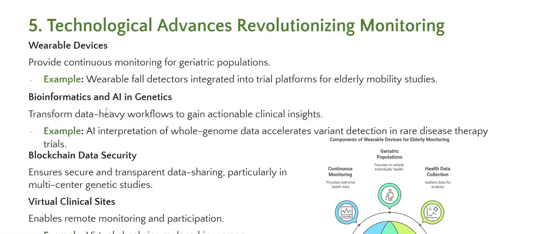Bioinformatics and AI, artificial intelligence in genetics, transform data-heavy workflows to gain actionable clinical insights. Example: AI interpretation of whole genome data accelerates variant detection in rare disease therapy trials. Blockchain data security ensures secure and transparent data sharing, particularly in multi-center genetic studies.